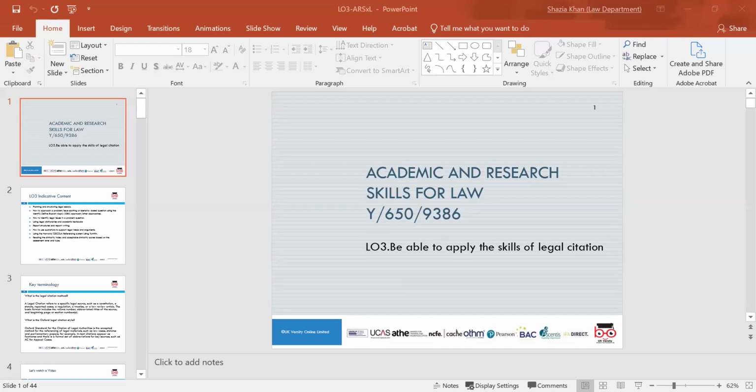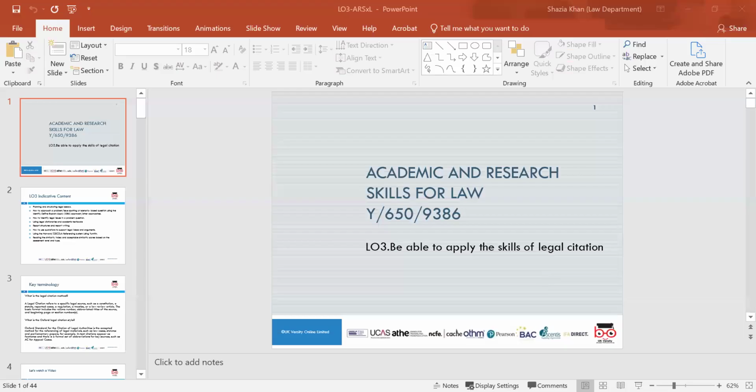Hi everyone. So today's unit that we'll be doing is academic and research skills for law. And we're doing learning outcome 3 today, which is, I'll just bring up the slides for you. Being able to apply the skills of legal citation.